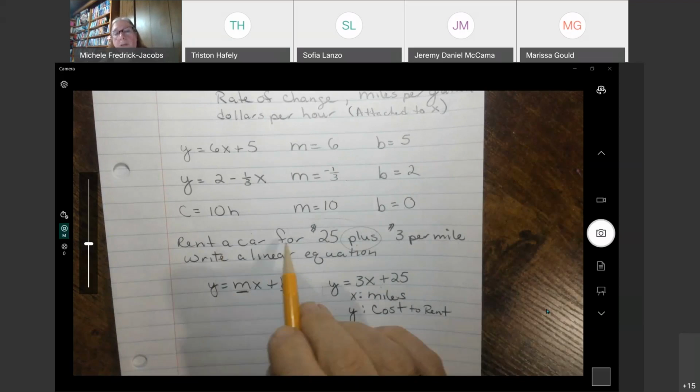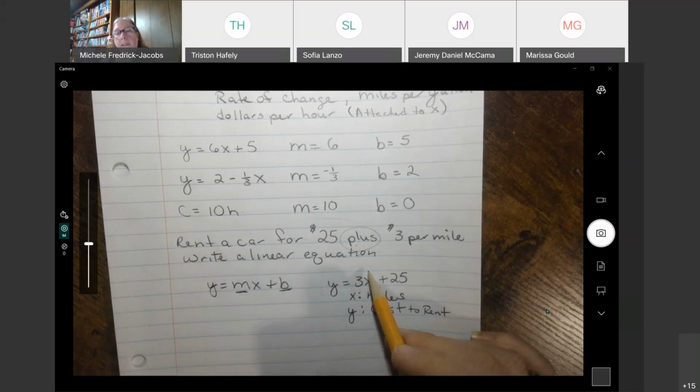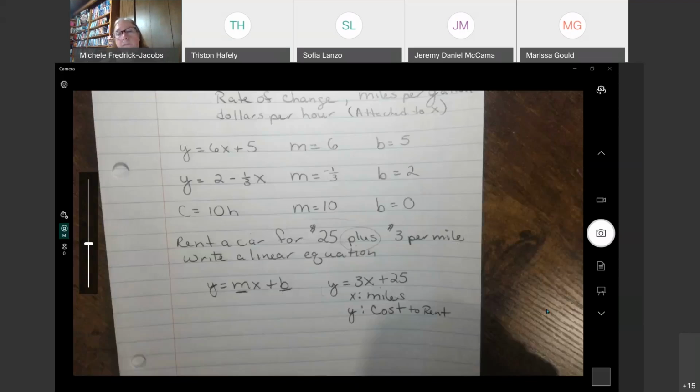Because we were talking about renting the car. We know this is per mile, so X is miles, plus $3 per mile. So B includes the $25 and then Y includes both, the whole thing. I guess we could put total cost.